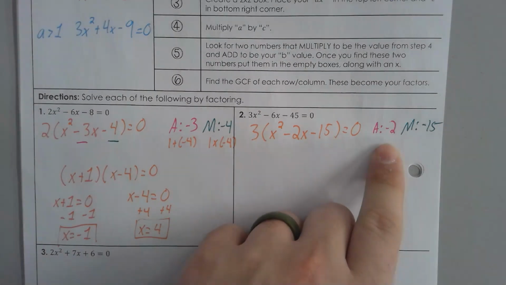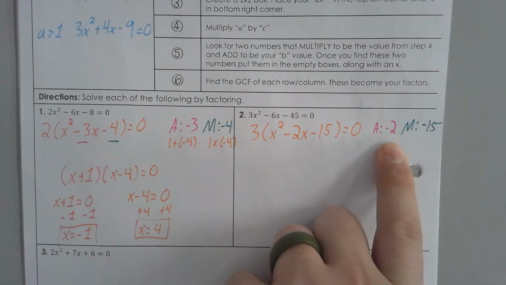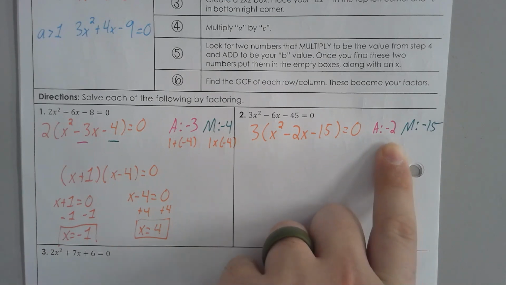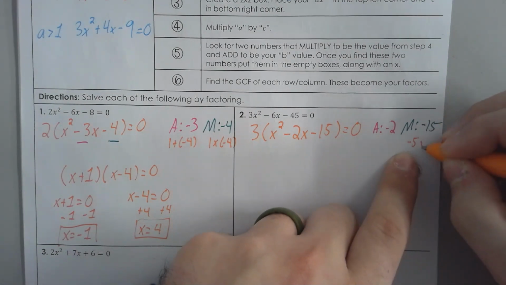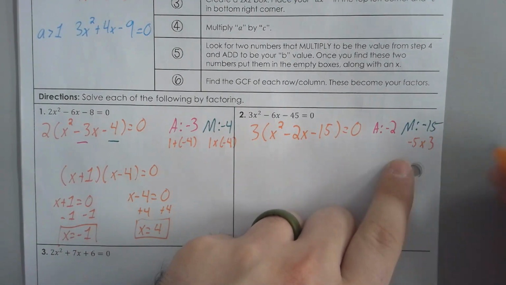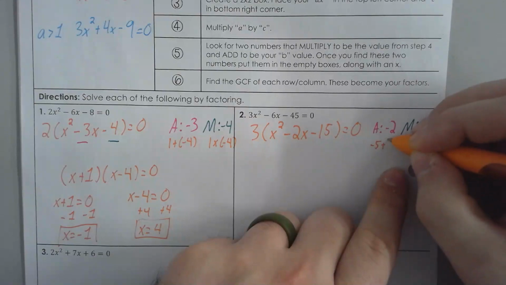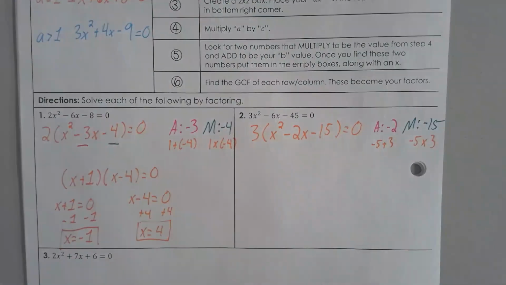What's our signs going to be if they need to add to be a negative 2? Is 5 going to be positive or negative? Negative, yep. So we'll have negative 5 times 3. Negative 5 plus 3. Works out.